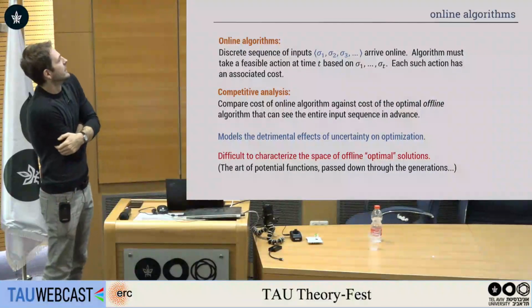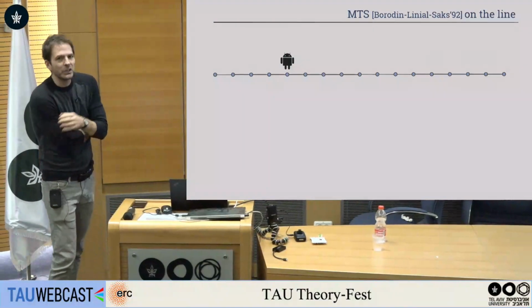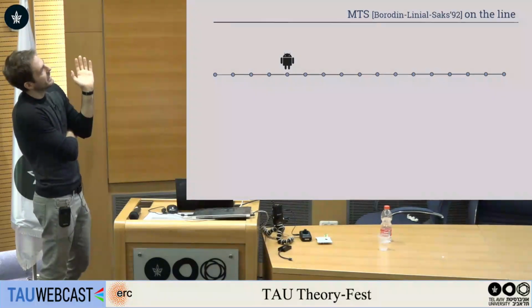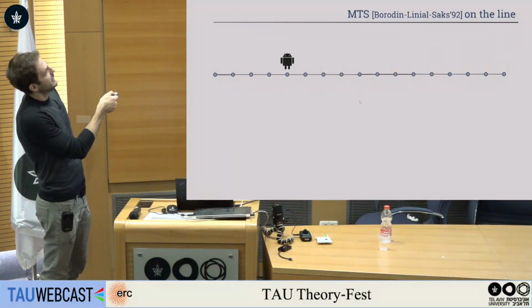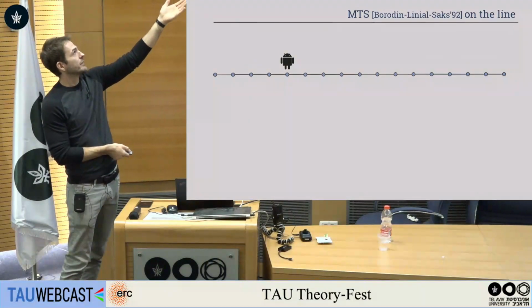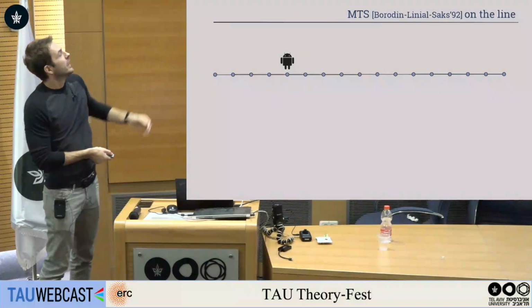Okay, so let me tell you a very simple problem in competitive analysis. So this is MTS on a line. So here are n equally spaced points. The problem is you can think of, if you identify with this robot.